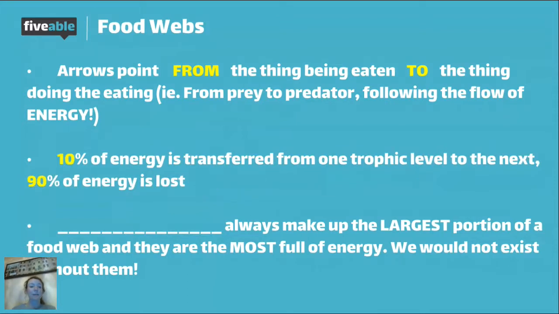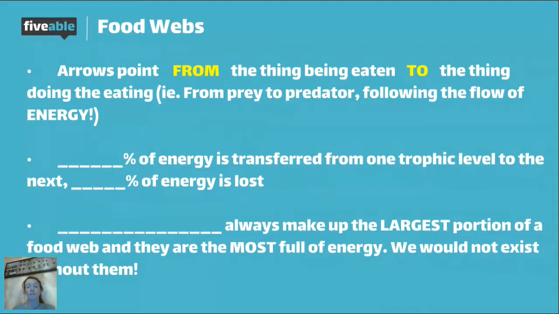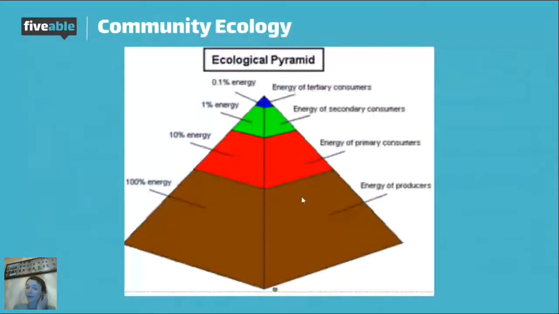Other rule that we already talked about, 10% of energy is transferred, 90% is lost. And then lastly, our producers always make up the largest portion of a food web, and they are the most full of energy. So if we go back a second, this energy diagram is also the same as the biomass diagram of these things. So a vast proportion of living things on Earth are producers. The next vast proportion would be primary consumers, then secondary, then tertiary.